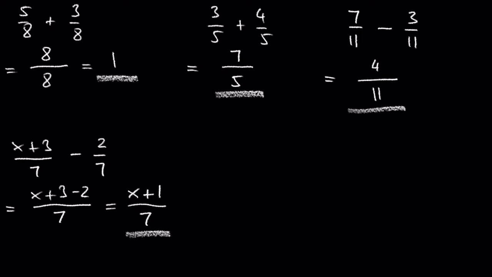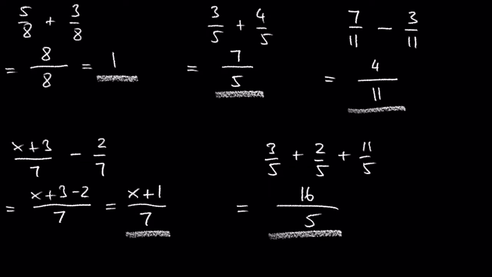Let's solve the last example where the denominators are already the same. 3 over 5 plus 2 over 5 plus 11 over 5. Three plus 2 is 5, plus 11 is 16. So we get 16 over 5. We see that adding and subtracting fractions is fairly simple when the fractions have the same denominator. Just add or subtract the numerators and keep the denominator the same.